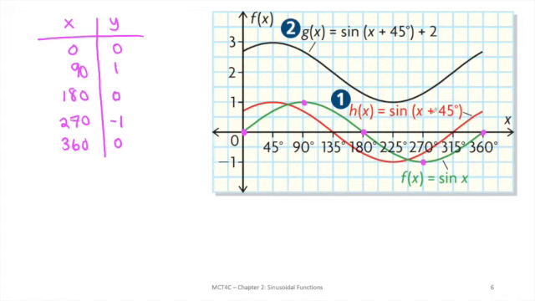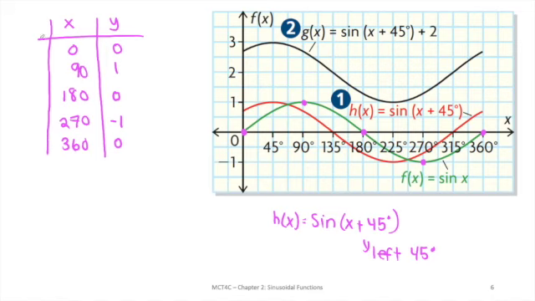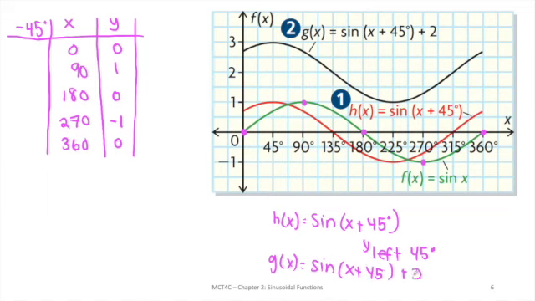We're going to move our graph. Sine of x plus 45 degrees is going to be to the left 45 degrees. Left or right is always going to affect your x's, so we're going to subtract 45 degrees from each of these. And then our y for our final one, g of x is sine x plus 45 degrees plus 2. That plus 2 is going to be up 2, so we're going to take all of our y's and move them up 2.